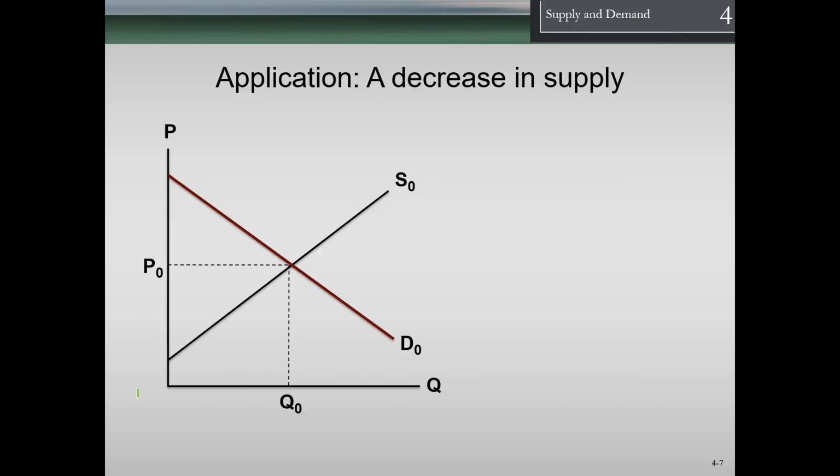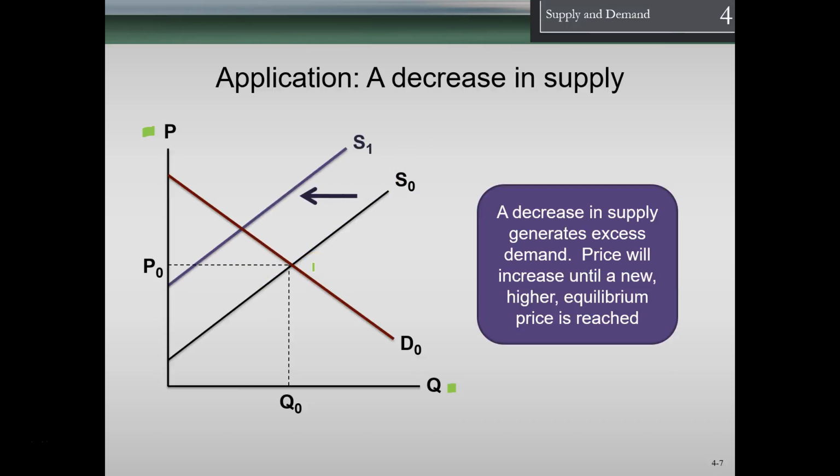All right, so let's take a look at an example of this. We've got our supply curve and our demand curve. We have price and quantity on the axes. We see our equilibrium point here. That is where the equilibrium point is for this market at this given time. If we then have a decrease in supply, that will generate excess demand. So price will increase until a new higher equilibrium price is reached.